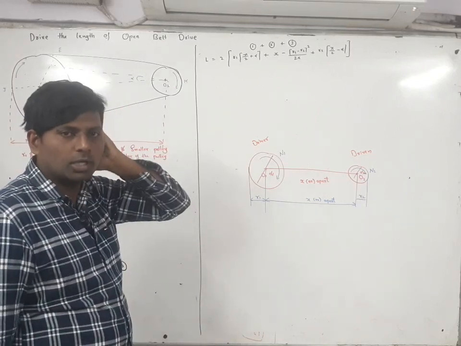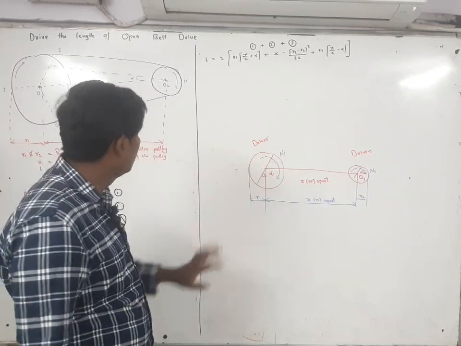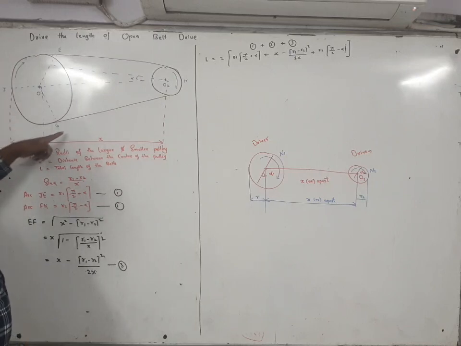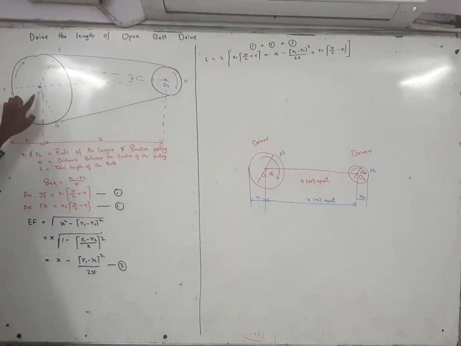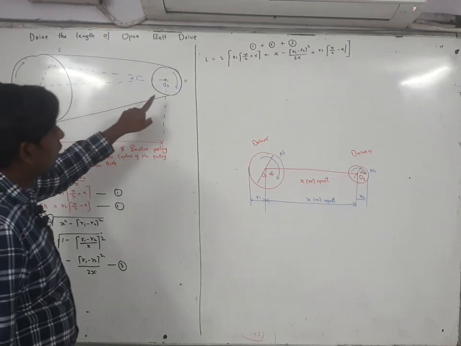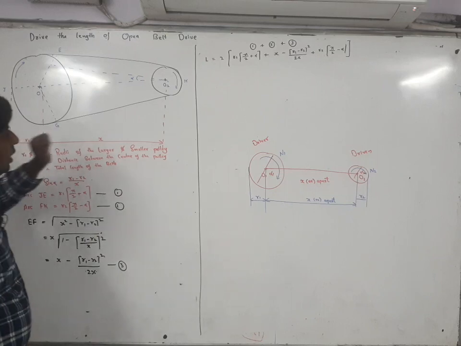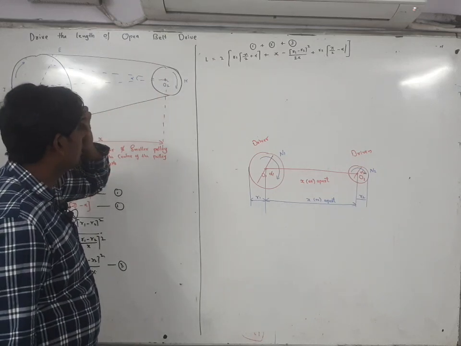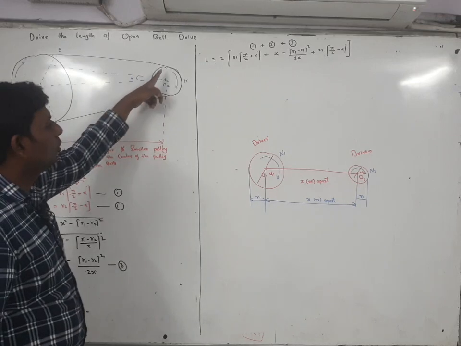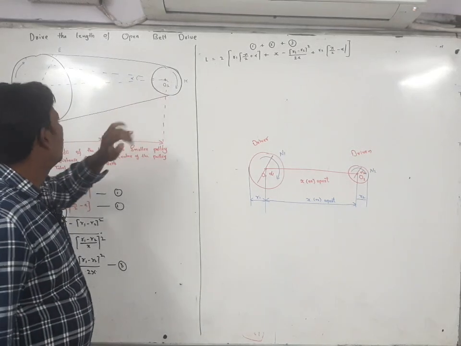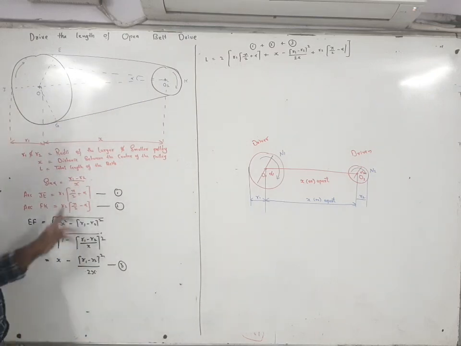For the length of an open belt drive, first you have to write this theory. This one is known as the driver and this one is known as the driven. The center of this one is O1 and the center of this one is O2. The diameter of the driver pulley is D1 and the diameter of the driven pulley is D2. This one is the driver and this one is the follower or driven. The distance from here to here is known as X, another name is apart.